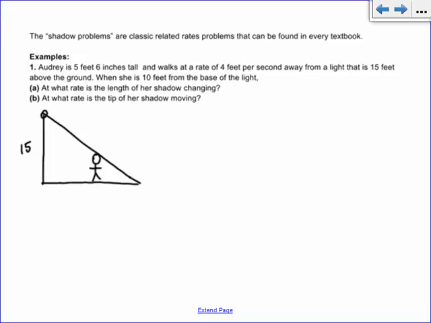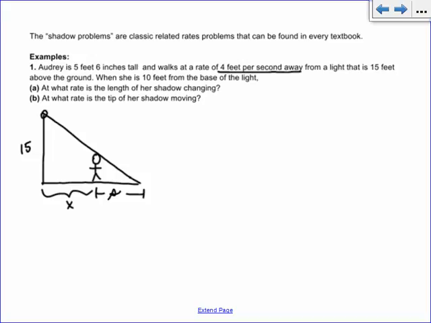So when she is 10 feet from the base of the light, part A, find out at what rate is the length of her shadow changing. So I'm going to make S for shadow. My students in the past have told me to do cursive S because my S's look like 5s most of the time. So we'll do cursive S. So it's saying she's walking at a rate of 4 feet per second away. That means this distance right here is changing. She is gaining 4 feet every single second. Okay, I'm going to call that X. Fast walker. Yes, very. She's running. Speed walking.